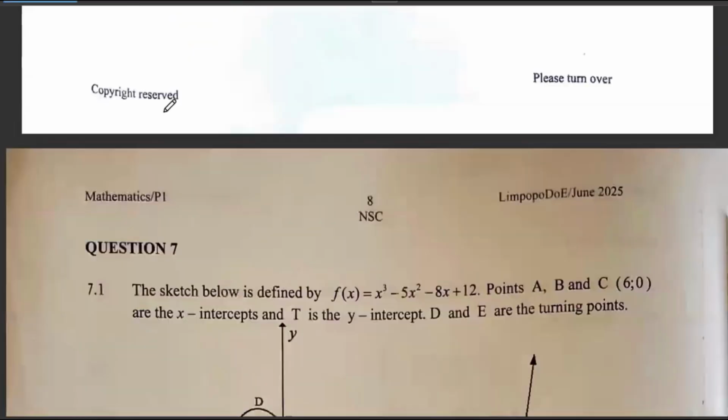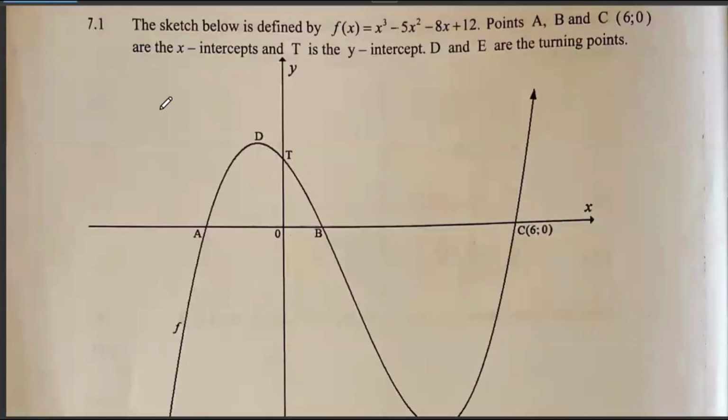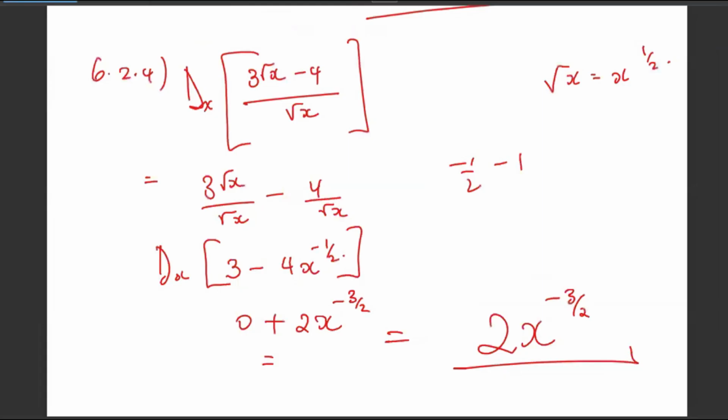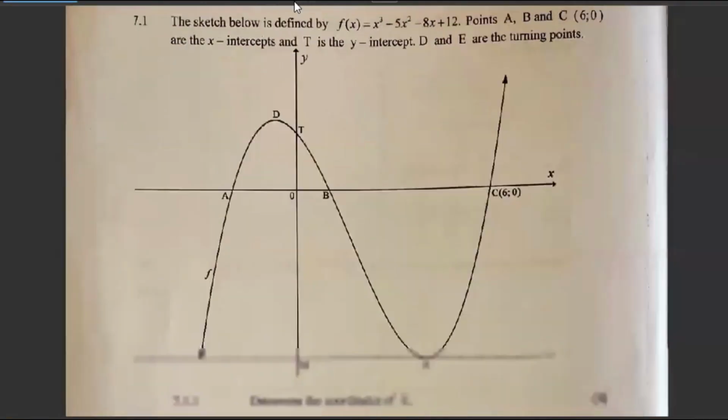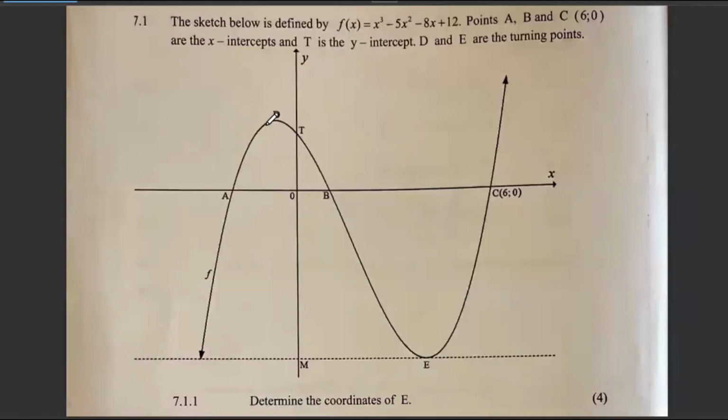All right, question number 7. Sketched below. Okay, we have a graph that was sketched below for us. This is the F, point A, B, C. We have C, which is 6, 0. Those are the x-intercepts, and we have turning points.